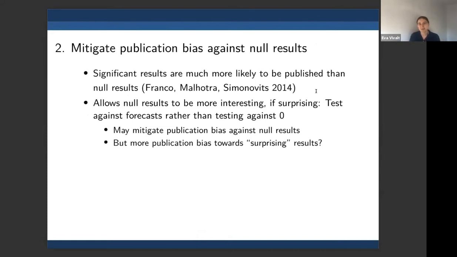Another way that people may like to use forecasts is to help to mitigate publication bias. As we all know, significant results are so much more likely to be published than null results, where the null is zero. And yet if you gather some ex ante forecasts and that zero result was surprising, then that makes it a bit more interesting. You can think that there are theoretical reasons to want to test against the current status quo expert opinion, rather than testing always against zero or against whatever other specific alternative hypothesis you've got. Why not use the forecast as a null?